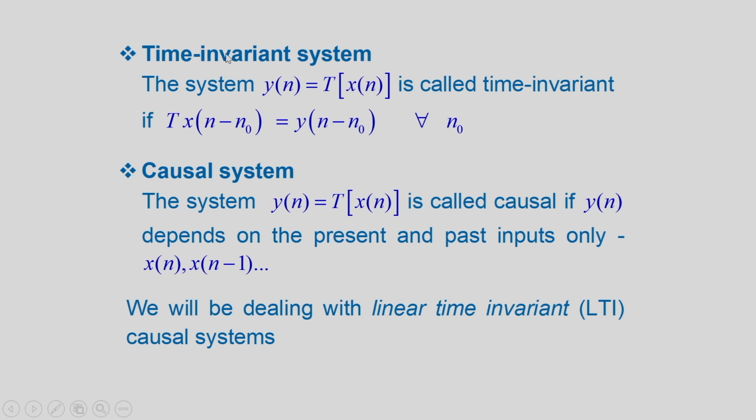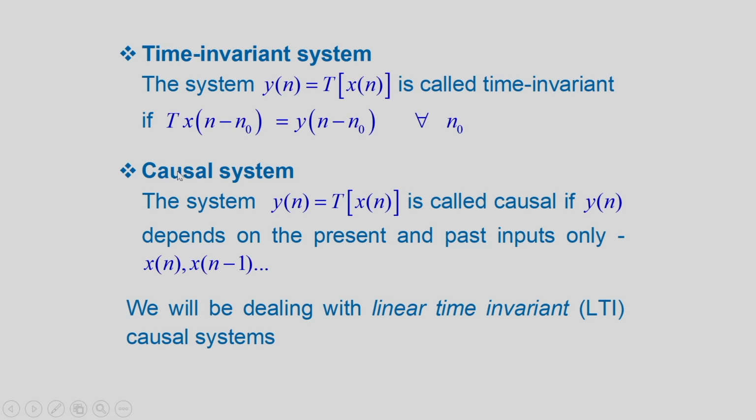Now, time invariant system. The system y[n] = T{x[n]} is called time invariant if T{x[n - n0]} is the same as y[n - n0]. So, if we have the delayed input, then the corresponding response will also be delayed. So, this is the time invariant system.